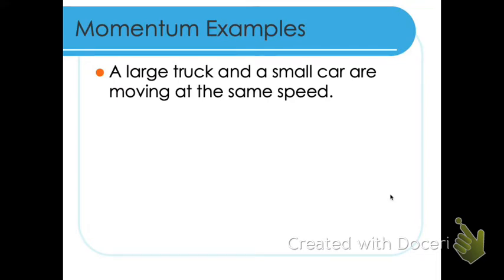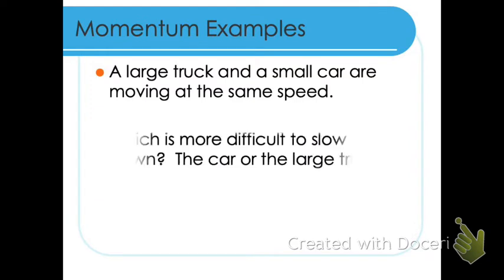This is not on your slides, but I do want you to think about these two things. A large truck and a small car are moving at the same speed. Which is more difficult to slow down? How many of you think truck? How many of you think car? It's truck. The more momentum an object has, like a train, it's way harder to get it stopped than something that's not moving as fast or doesn't have as much mass.